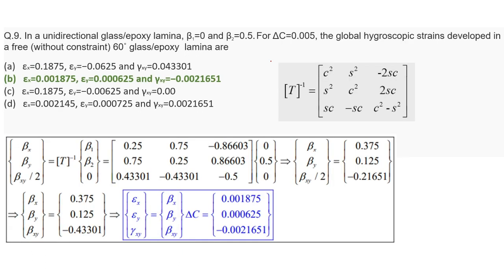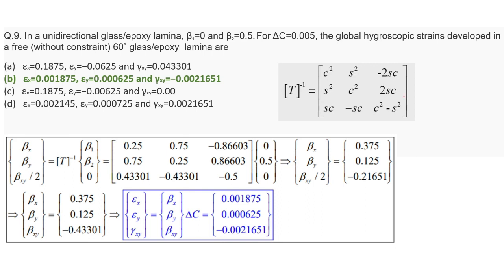The last question is that a unidirectional glass epoxy lamina has beta 1 equal to 0 and beta 2 equal to 0.5. For del C equal to 0.05, the global hygroscopic strains developed in a free, without constraint, 60-degree glass epoxy lamina are. So here we know the moisture expansion coefficients in the material axis, and we have to convert them into the global axis. So the first thing is that we have to use the transformation matrix to change from material axis to global axis.